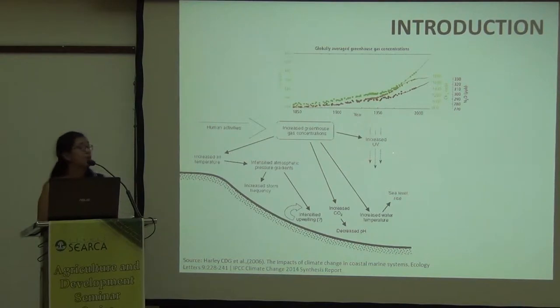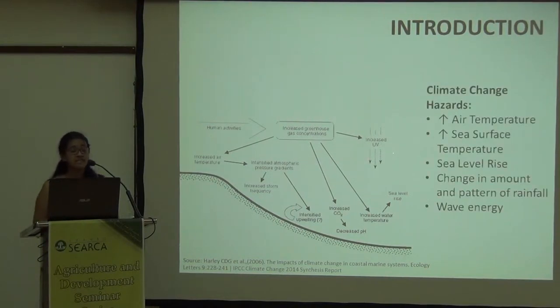So monitored on the same period from 1850 to 2000, we can see that there's an increasing trend of greenhouse gas concentration. This greenhouse gas concentration has a huge effect on our system, and they produce these climate change hazards. So for example, the increase in greenhouse gas concentrations would have an effect on air temperature. This air temperature is mainly responsible for the formation of the typhoons.